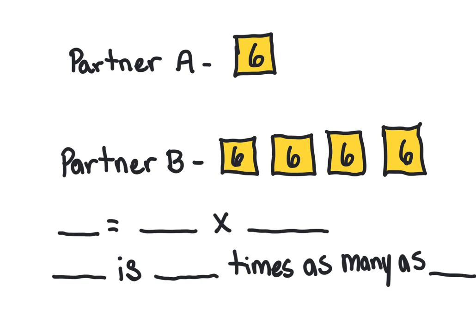So if we look at this, we're going to fill in the blanks, because this one says blank equals blank times blank. So we got to look at our example here as our picture model and be able to fill in these blanks. And then we need to write a multiplicative comparison. Blank is blank times as many as blank.